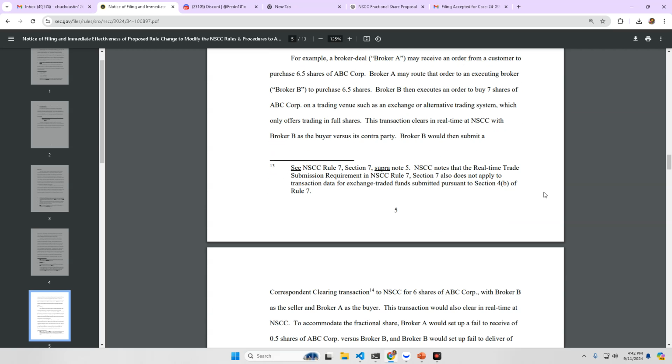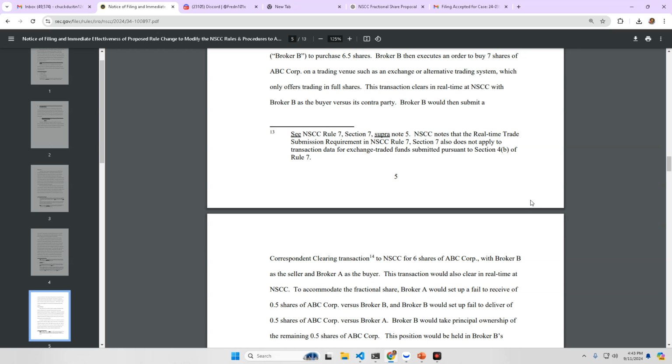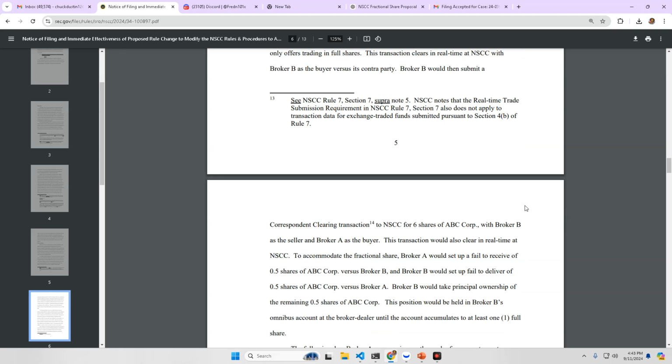And broker B would then submit a correspondent clearing transaction to NSCC for 6 shares. This transaction would also clear in real time, and then to accommodate the fractional share, because again, there's 0.5 missing at this point, broker A would set up a fail to receive of 0.5 shares of AMC versus broker B. And broker B would set up a fail to deliver of 0.5 shares of AMC versus broker A. So this would essentially cancel it out. But that's how they're manipulating it, right?